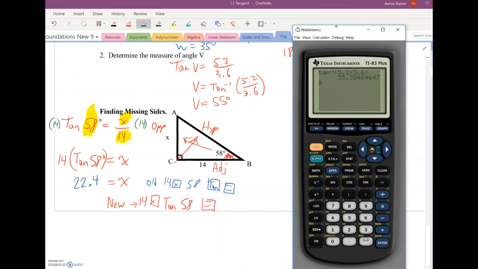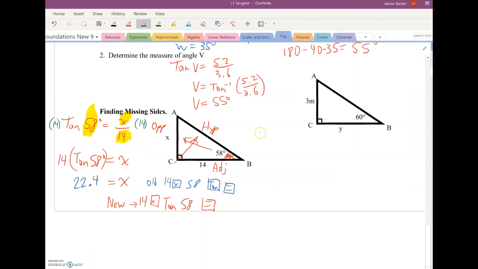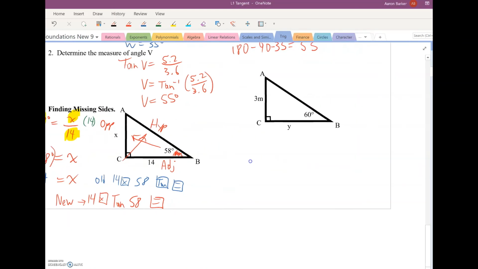On a new calculator, I'll show you what that looks like. You just type it in exactly as you see it. 14, sorry, clear so you can see it all nice and neat. 14 times tan 58, and then you could use a closing bracket. That's optional in this situation. 22.4, same length. Okay, so that's finding a missing side when the unknown is on the top. Really simple.